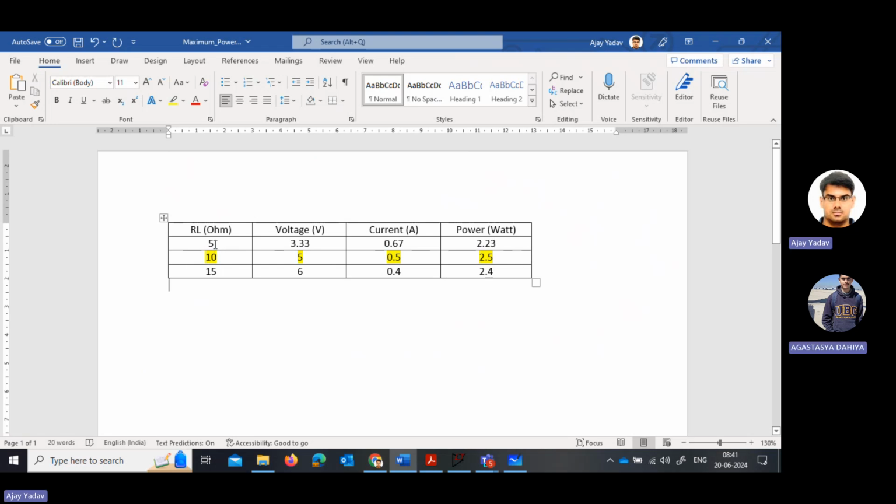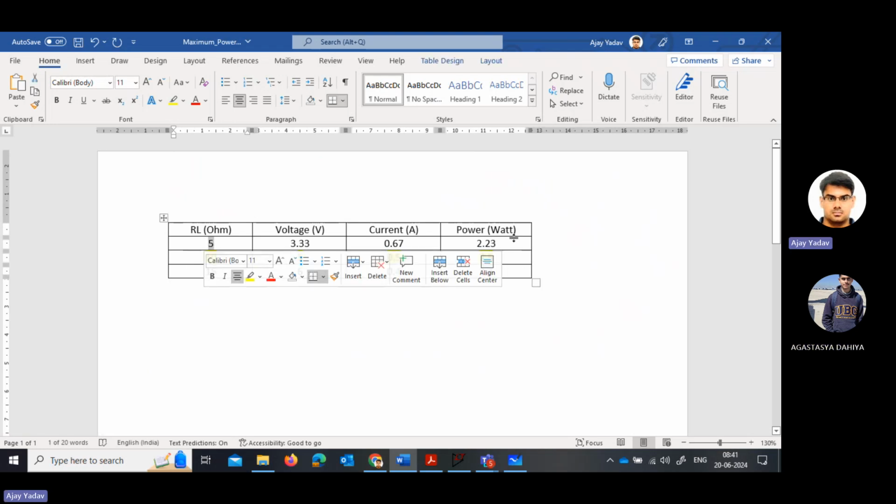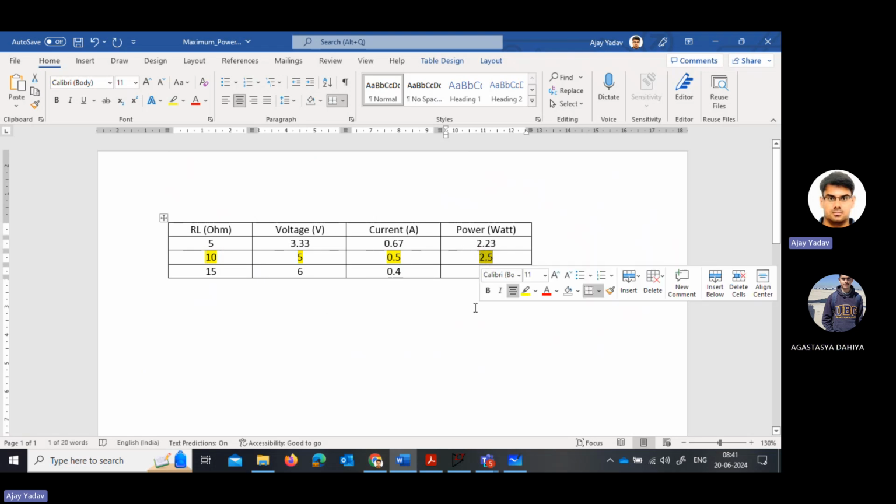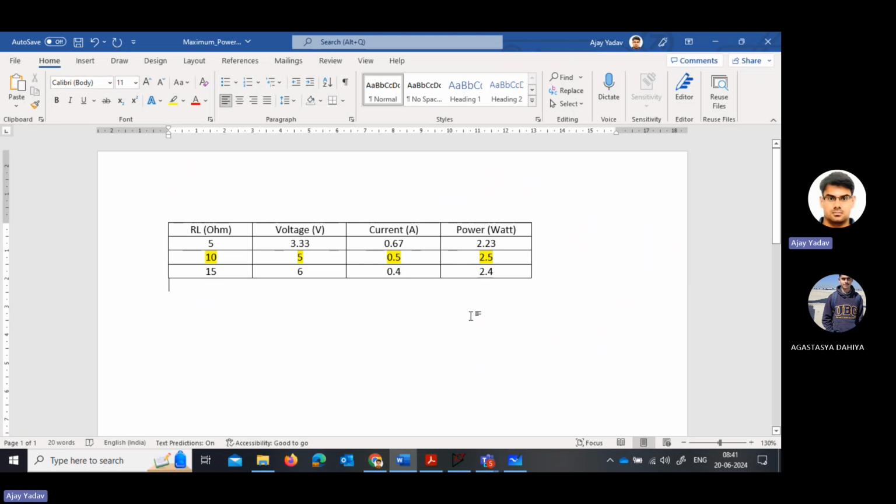If the value is less than RTH, then the power is less. Here also it is less when the load resistance value is more. So you can say here that when the value of RL is equal to RTH, you are obtaining maximum power in this case. Okay. So this is your proof of maximum power transfer theorem.